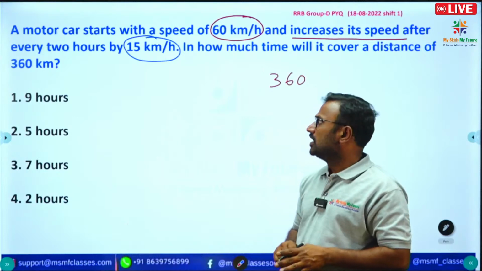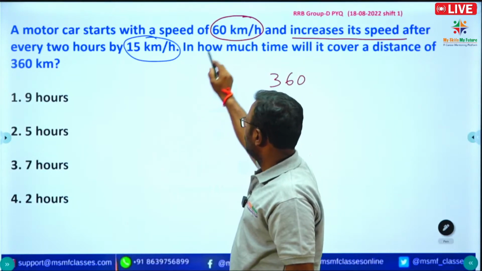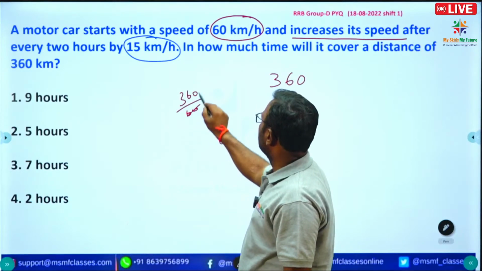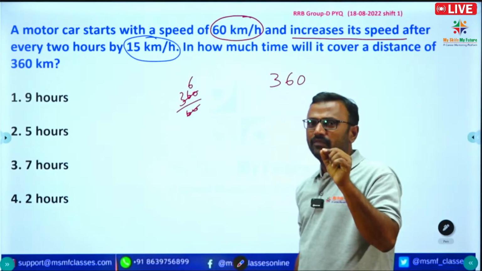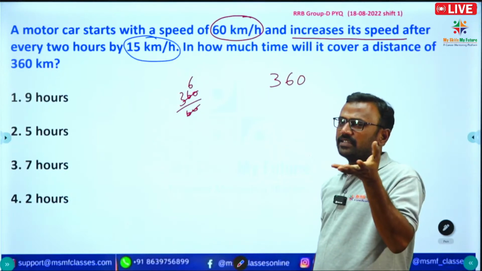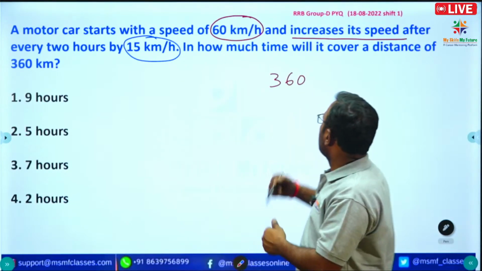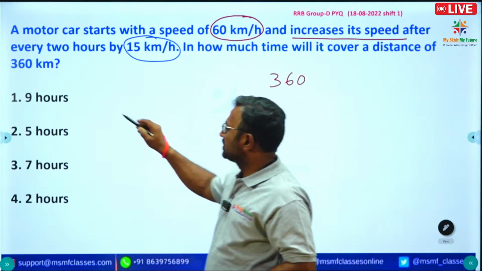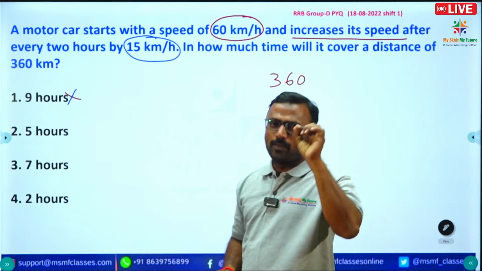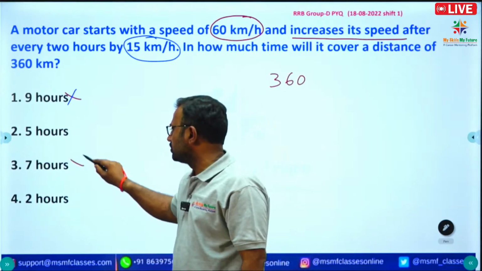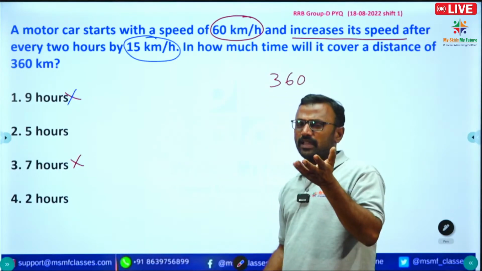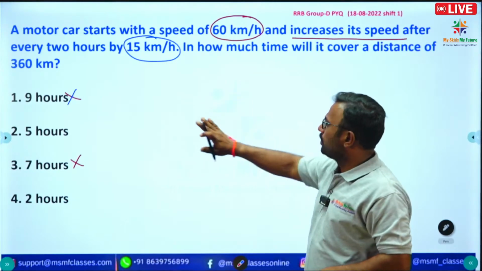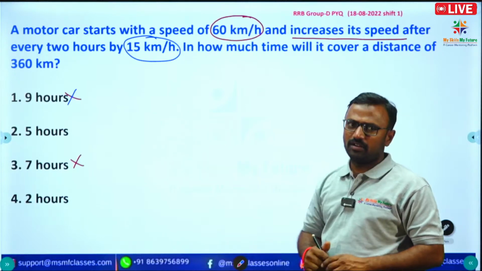Without increasing the speed, 360 by 60 we get 6. By going with the speed of 60, the time will be 6 hours. But the question says that after every 2 hours they increase the speed by 15 kilometers per hour. So just by seeing it we can surely say that option 1 is not correct and option 3 is also not correct. Using the formula method takes too much time, so I will give a shortcut method. Both 1 and 3 are wrong answers.